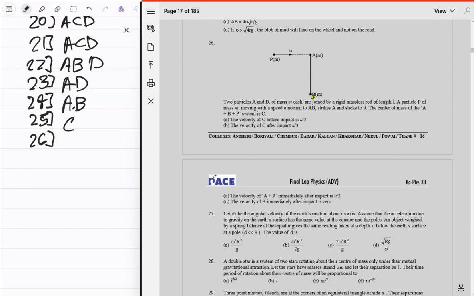In that case, P's will be 0 because momentum has already been used there. The velocity of B is in fact 0. So C is correct, D is correct, and E is also correct.